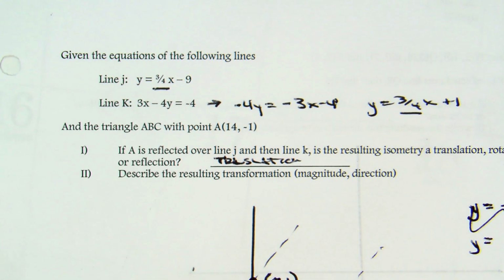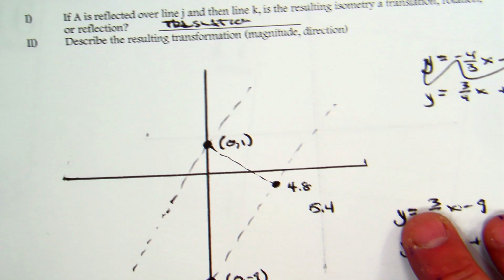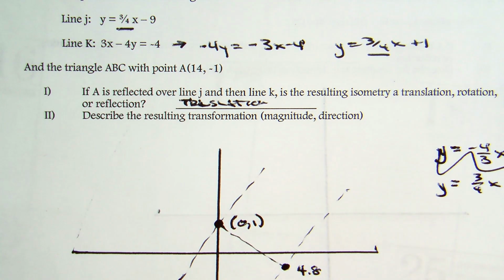Absolutely. All right? A double translation over a double reflection over parallel lines is a translation. Everybody good? So there it is sketched out. So everybody's good with the translation.